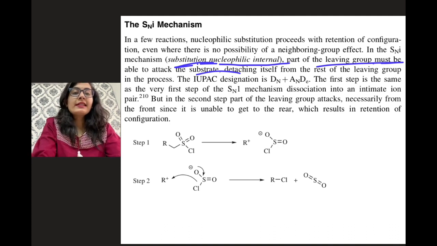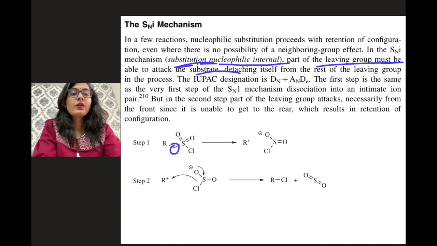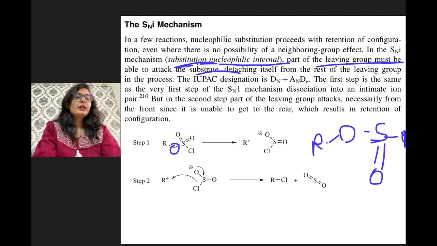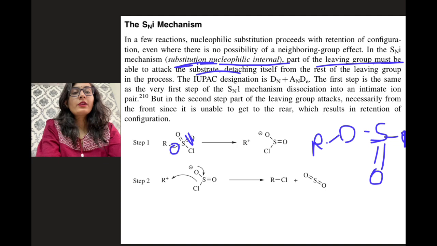Let's see. See guys, there is a little correction over here. There is going to be an oxygen over here and no oxygen on this side. This is wrong. There is no oxygen over here. Only OSOCl. So it's going to be basically RO, all right, ROS double bond O and Cl. It is going to be somewhat like this. This one extra O will not be over here.